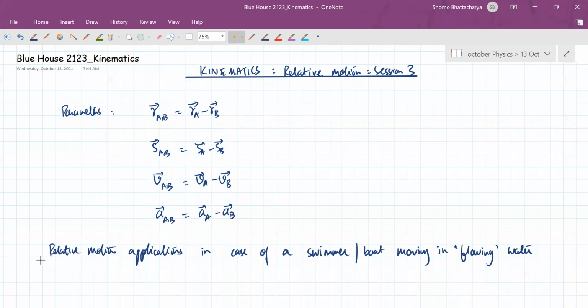Sir, I guess we have covered this application in the last class only. We have done this, the rain, in the last lecture, is it? Yes, sir. We compared the velocity of the boat is equal to relative velocity plus velocity of water.